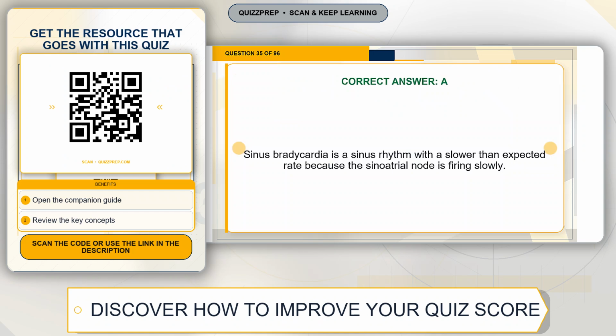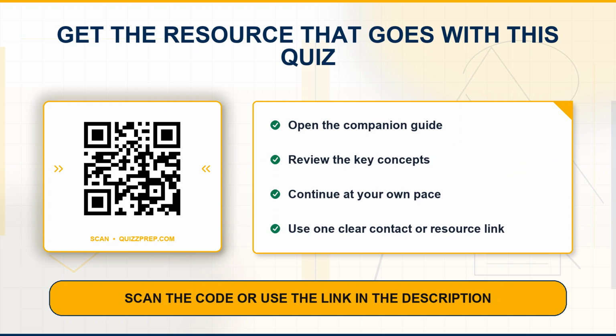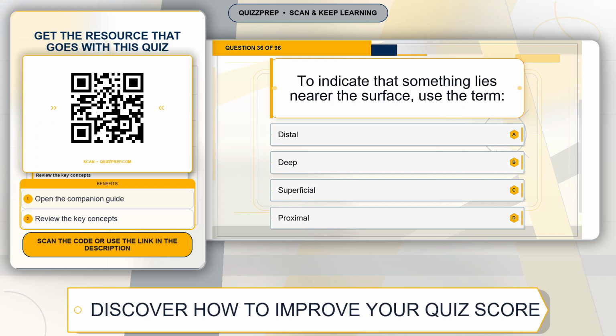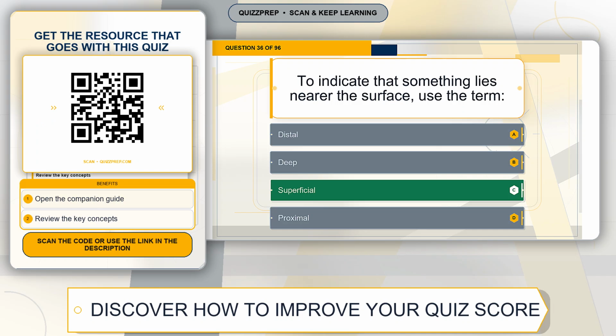Explanation. Sinus bradycardia is a sinus rhythm with a slower than expected rate because the sinoatrial node is firing slowly. Question 36. To indicate that something lies nearer the surface, use the term. Option A, distal. Option B, deep. Option C, superficial. Option D, proximal. The correct answer is option C, superficial.